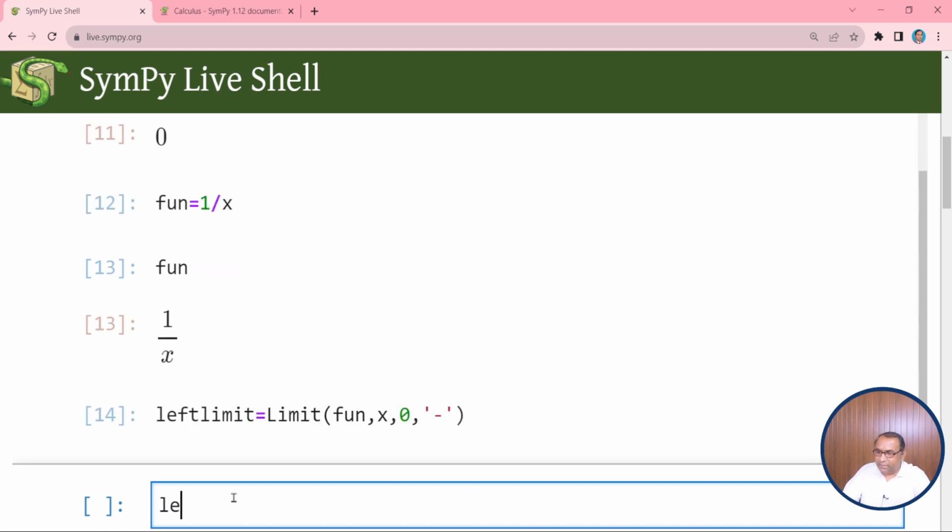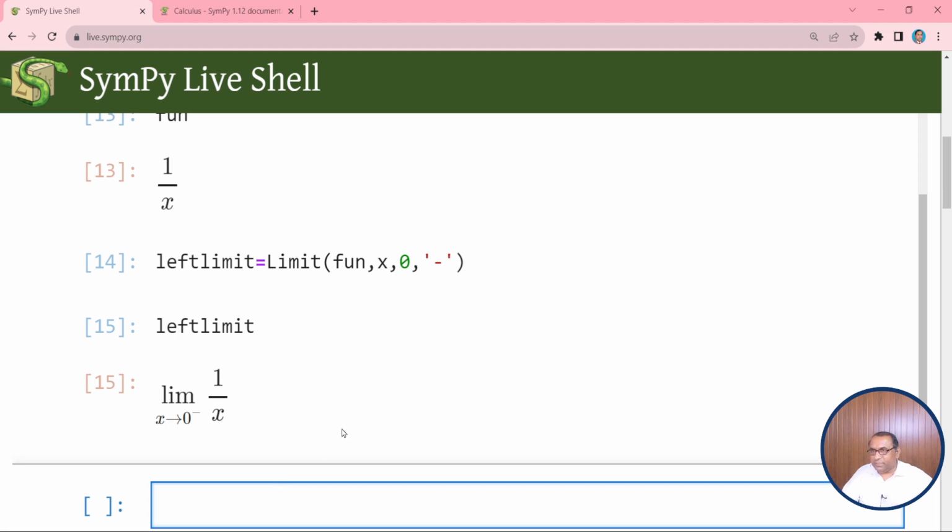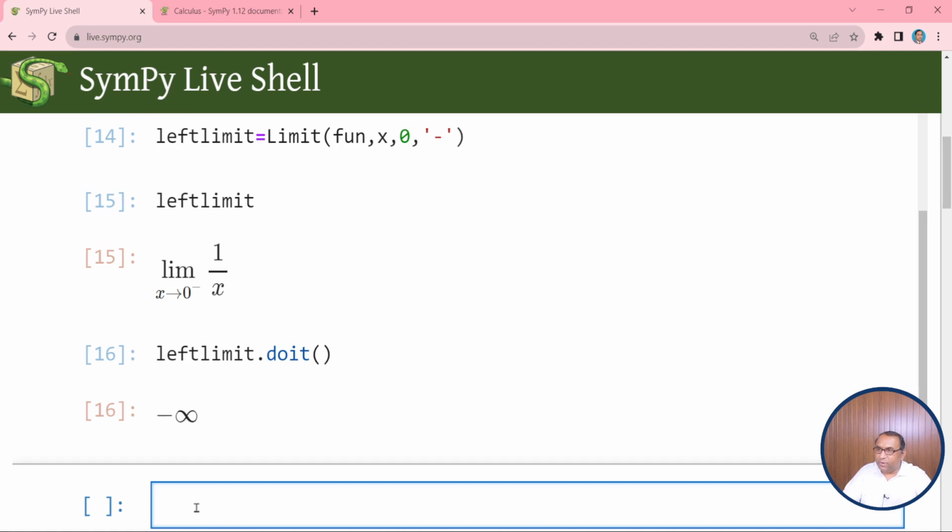Again enter left limit, and when you enter, this is the symbolic form for the left limit. Further, if you want to simplify, then left limit dot doit function is there, and this will simplify the above expression, which is minus infinity. In the same way we can do it for the right limit.